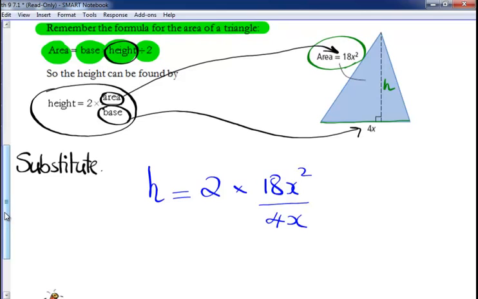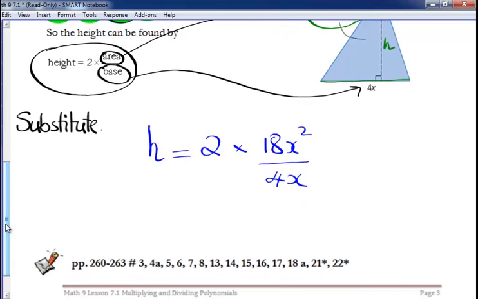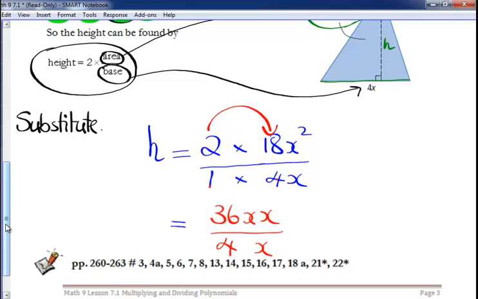Now, let's look at what we've got. That 2, we can join like this. 2 is like having 2 over 1, isn't it? So we can multiply out our top line there. We've got 2 times 18, which is 36, x squared. I'm going to write it as x times x. On the bottom, we've got 1 times 4, or simply 4x.